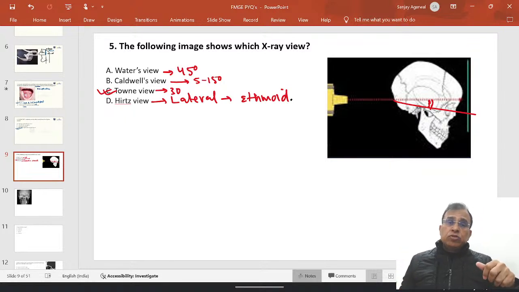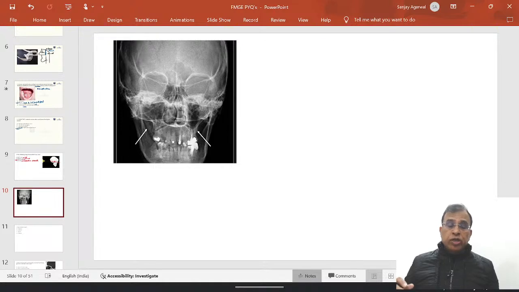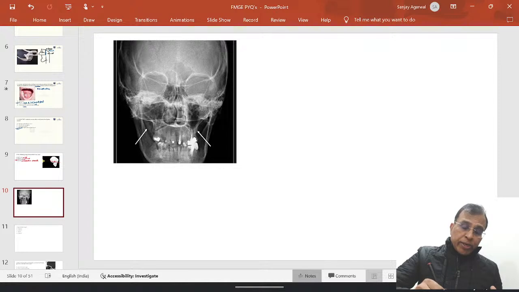But these X-ray views of ENT, Waters' view, Pierre's view, Cardwell's view are the most important X-ray views that they ask you from the ENT point of view. Townes view, like I told you, is less commonly asked, but there was one exam where they asked about this Townes view. And you know how to identify it. And this is how the X-ray of the Townes view will look. So this is a typical Townes view X-ray where you can see this mastoid and this mastoid.